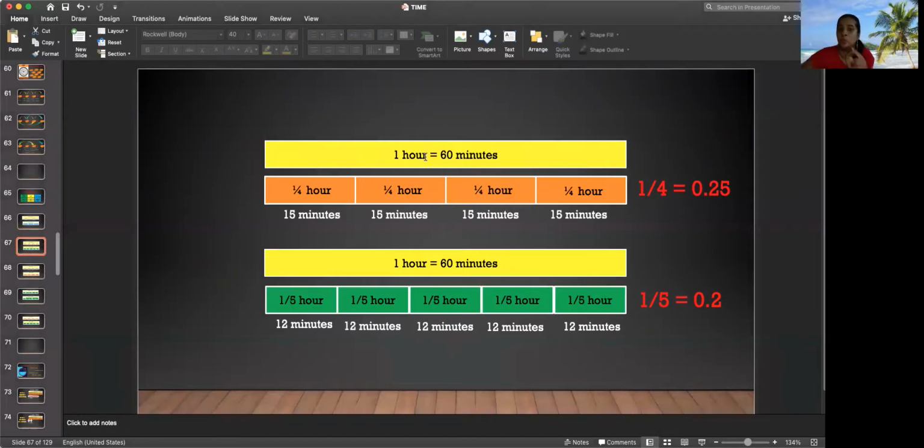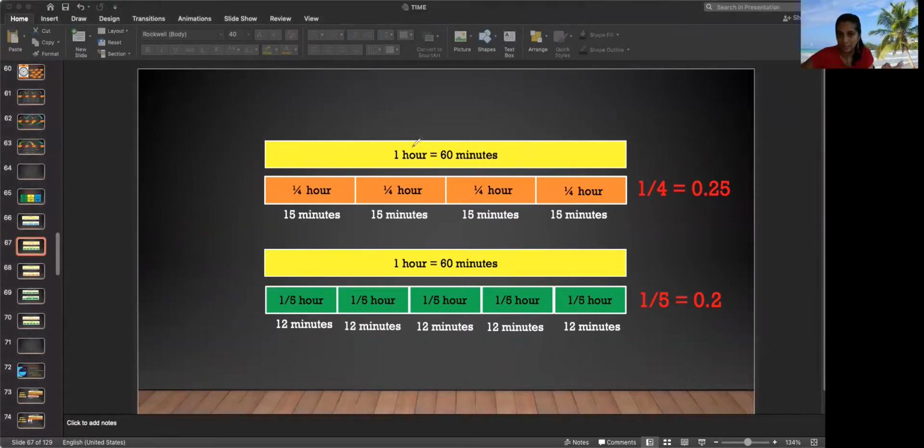Now over here, 1 hour is divided into, earlier on the first slide, we divided into 2 parts, then we divided an hour into 3 parts. Now we divide an hour into 4 parts. Can you see how your fraction is happening here? So this is called quarter of an hour, half of an hour, 3/4 of an hour, and 4/4 of an hour. Every quarter is also 0.25 as a decimal.